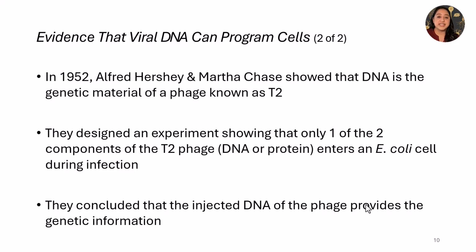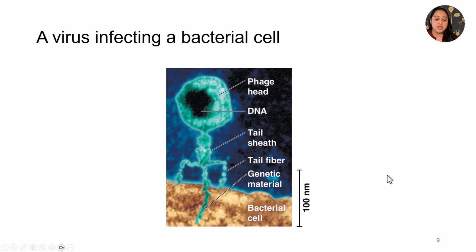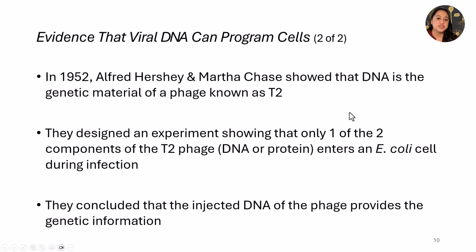So in 1952, this group, Alfred Hershey and Martha Chase, showed that DNA is the genetic material of a phage known as T2, a phage that looks like this. They were trying to figure out what that genetic material inside is. Is it DNA or is it RNA or what? They showed that DNA is the material inside of that phage known as T2. And then they designed an experiment showing what gets injected from the bacteriophage into the bacteria. And they showed that it is DNA.